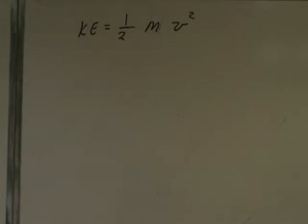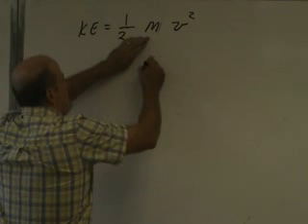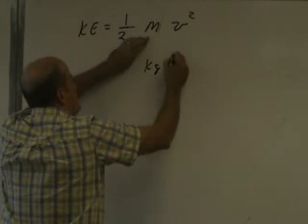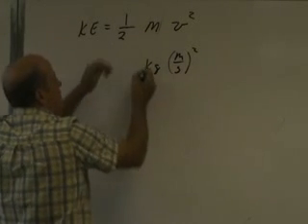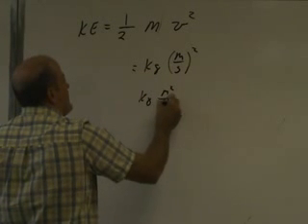Let's do the same thing. Let's just work the units and make sure we're going to get units of energy out. The 1/2 doesn't have any units. Mass, that's kilograms. That's a meter per second squared. So you've got kilogram, meter squared, second squared.